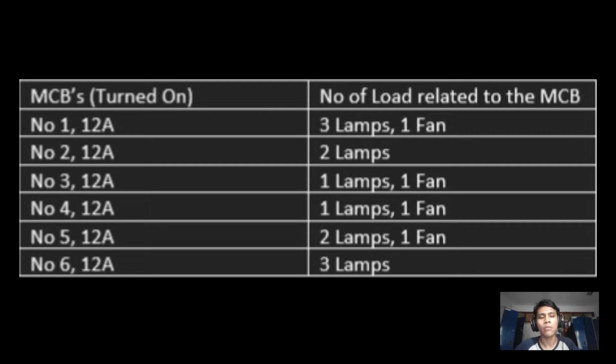For MCB number 2, we have 2 lamps. MCB number 3, we have 1 lamp, 1 fan. MCB number 4, we have 1 lamp, 1 fan. MCB number 5, we have 2 lamps, 1 fan. MCB number 6, we have 3 lamps.